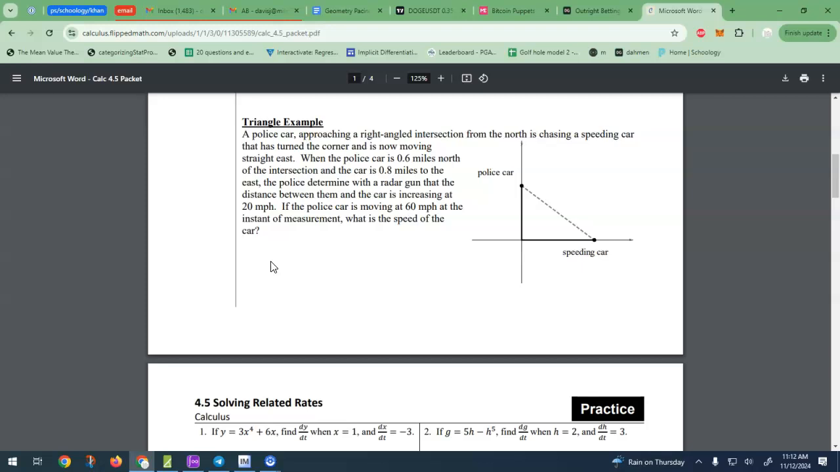It's nothing fancy for me, it's just plug and chug. Just make sure you're plugging in the right spot, the right numbers. So X is the horizontal distance, which is 0.8. dx/dt is what I'm looking for. Y is the vertical distance, which is 0.6. dy/dt.